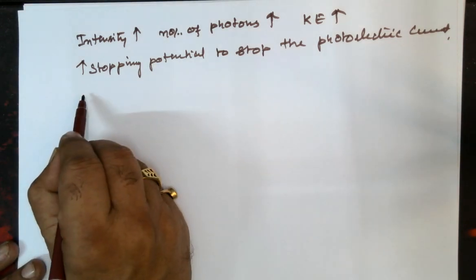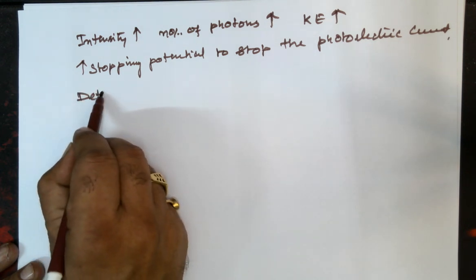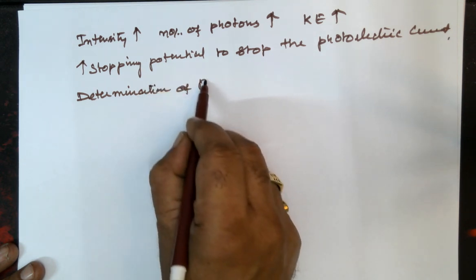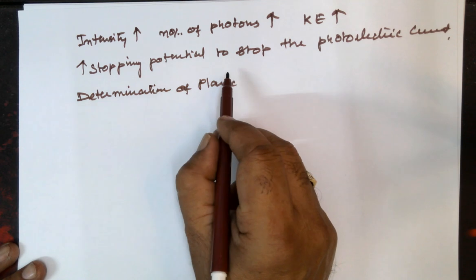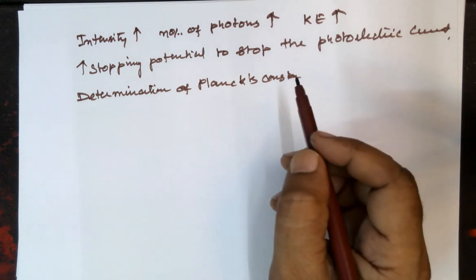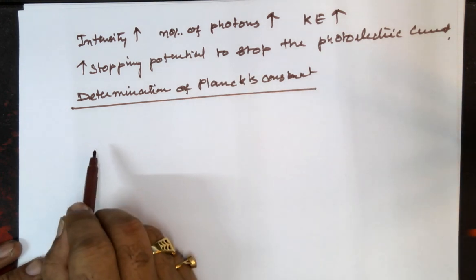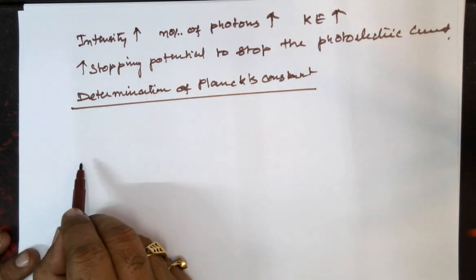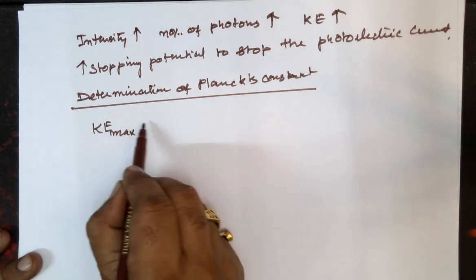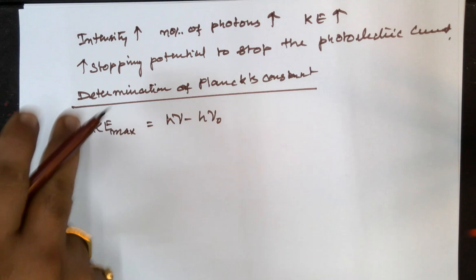Now let us determine the Planck's constant. Determination of Planck's constant. The kinetic energy maximum is equal to h nu minus h nu 0, according to the equation we already derived.